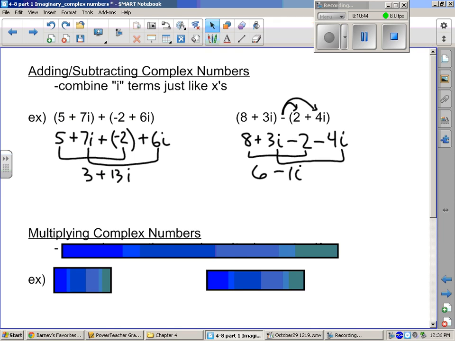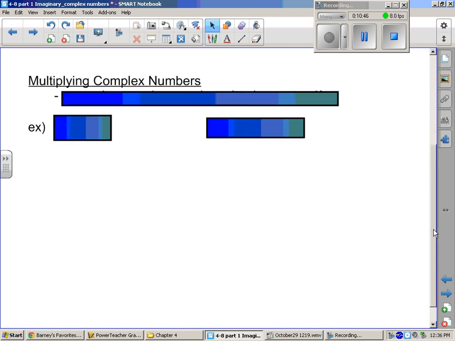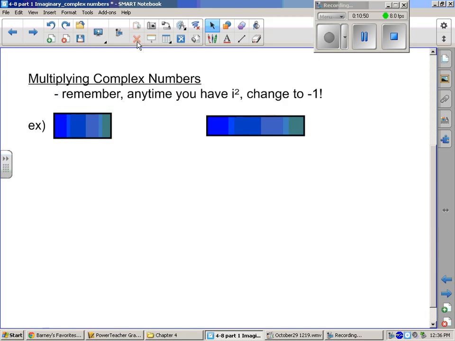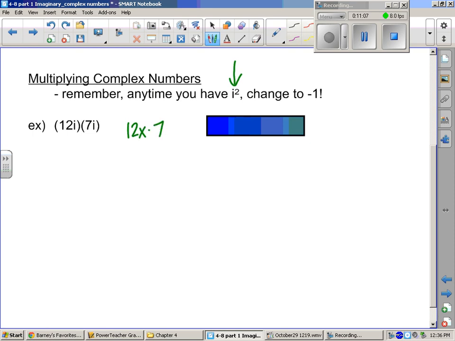What about multiplying? Multiplying i's just like regular variables too. Except when you're done, if you have an i squared, you must change it to negative 1. So that means we're allowed to have i's in our answers, but we are not allowed to have i squareds in our answers. All right. So pretend for a moment they're x's. If you had 12x and you were multiplying by 7x, you would multiply the 12 and the 7, and then you'd have x times x, which would be? x squared. Okay, so we're going to do that only with i's.